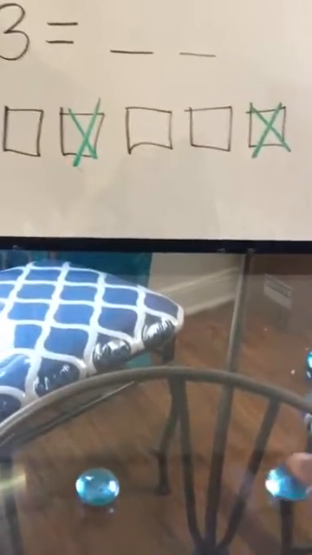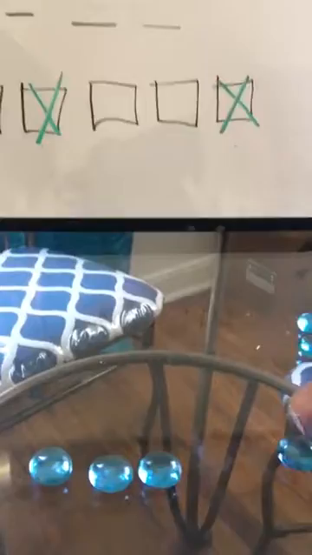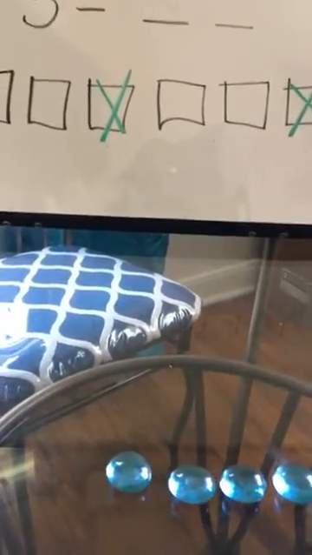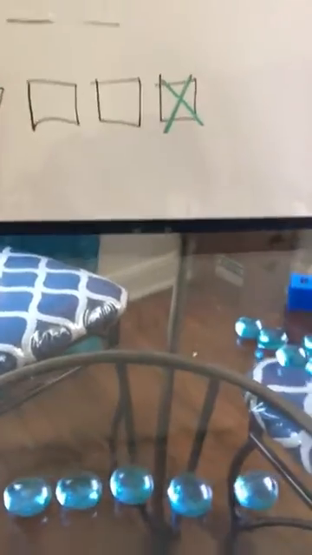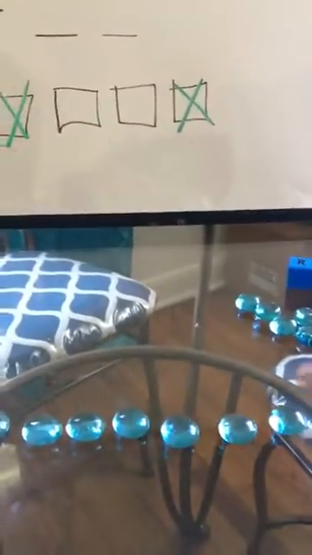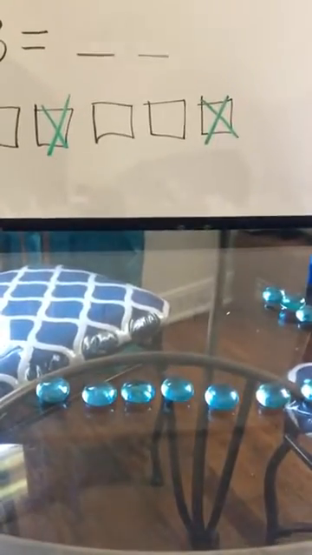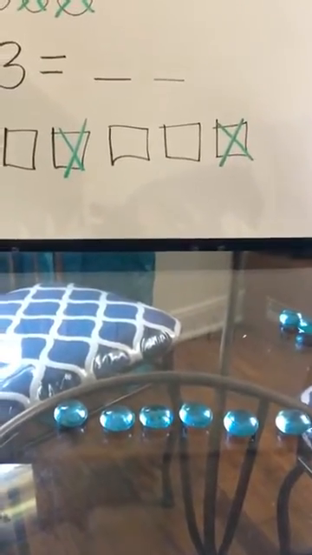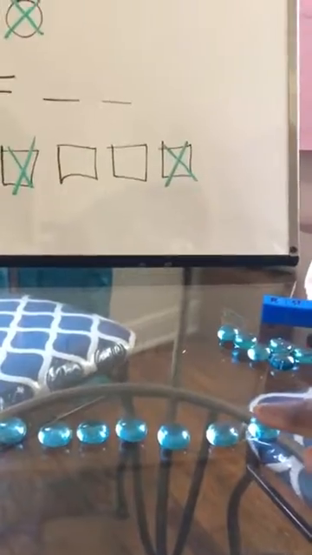So I need to count 7. 1, 2, 3, 4, 5, 6, and 7. So I have 7. Let me pull this back some. How many am I taking away? It says I'm going to take away 3. So I'm going to take away these last 3 that I added.